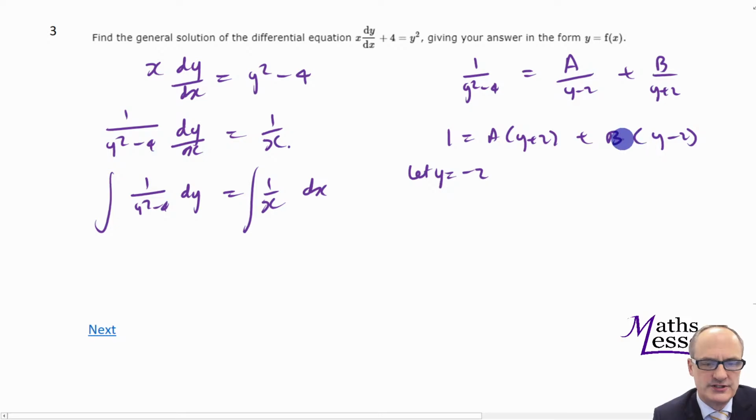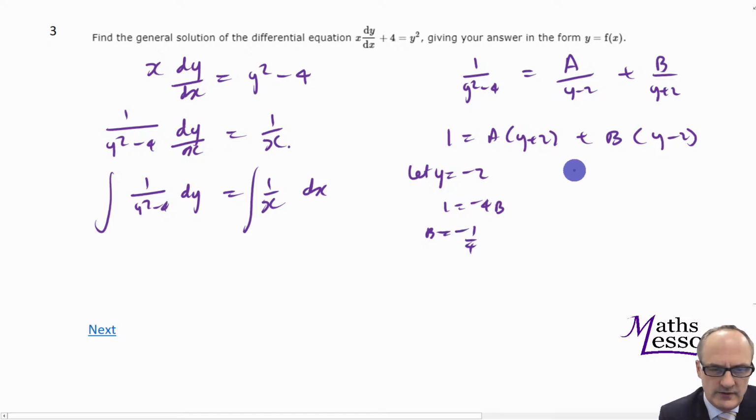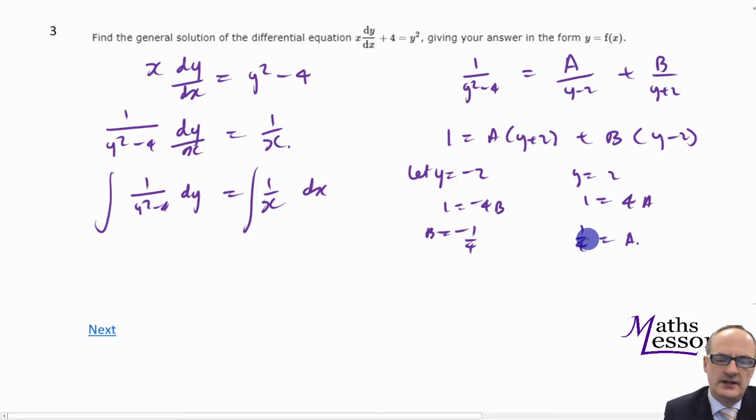So if y is minus 2, we're going to get 1 equals minus 4b. So b will equal minus a quarter. And if we let y equal 2, then this bit becomes 0, and we get 1 is equal to 4a. So we get a quarter is equal to a.